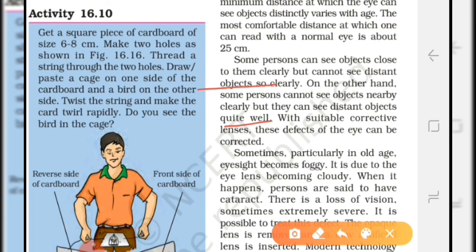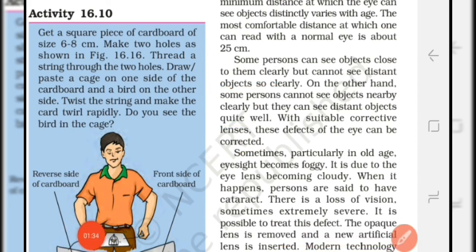Okay. And with suitable corrective lenses, these defects of the eyes can be corrected. Myopia is corrected by using spectacles containing concave lenses. Okay, and hypermetropia is corrected by using spectacles containing convex lenses.